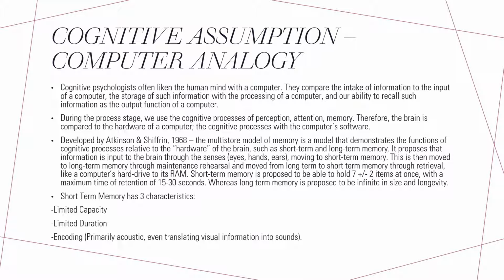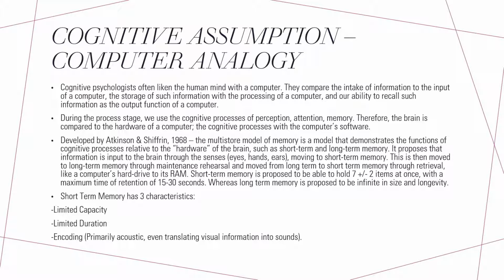Developed by Atkinson and Shiffrin in 1968, the multi-store model of memory demonstrates the functions of cognitive processes relative to the, quote-unquote, hardware of the brain, such as short-term memory and long-term memory. It proposes that information is input into the brain through the senses, being the eyes, hands, and ears, moving to short-term memory. This is then moved to long-term memory through maintenance rehearsal, and moved from long-term memory to short-term memory through retrieval, like a computer's hard drive to its RAM.